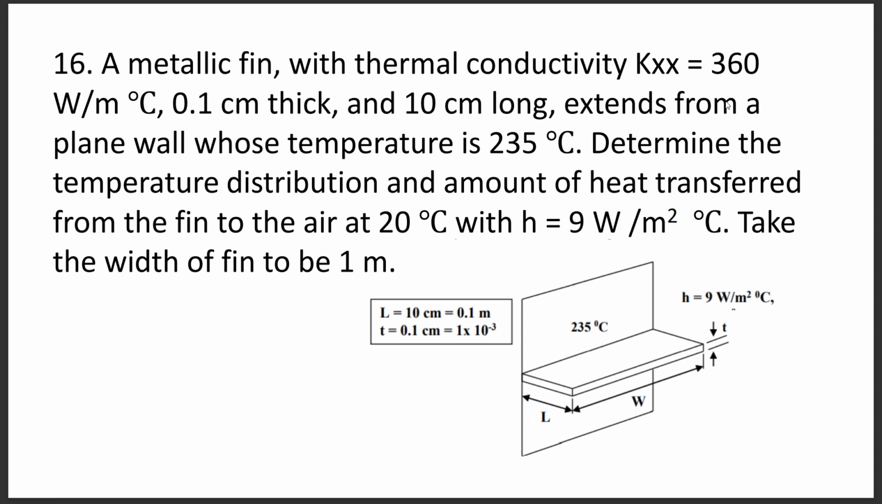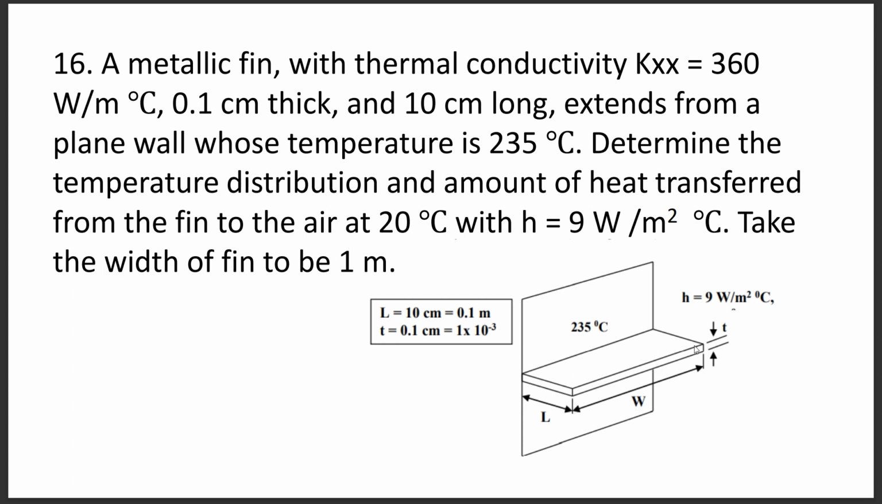A metallic fin with thermal conductivity of 360 watt per meter degree centigrade and thickness 0.1 centimeter and 10 centimeter long extends from a plain wall whose temperature is 235 degrees centigrade. Determine the temperature distribution and amount of heat transferred from the fin to the air at 20 degrees centigrade with convective heat transfer coefficient of 9 watt per meter square degree centigrade. Take the width of the fin to be 1 meter. So let us see the drawing for understanding this one.